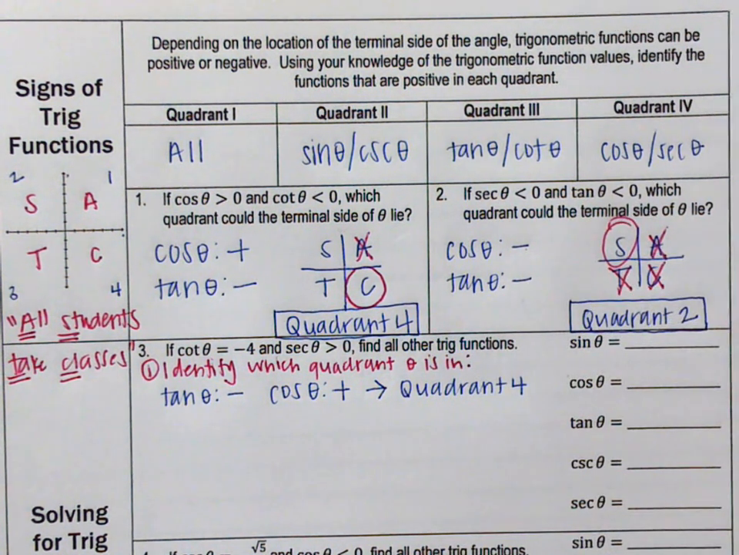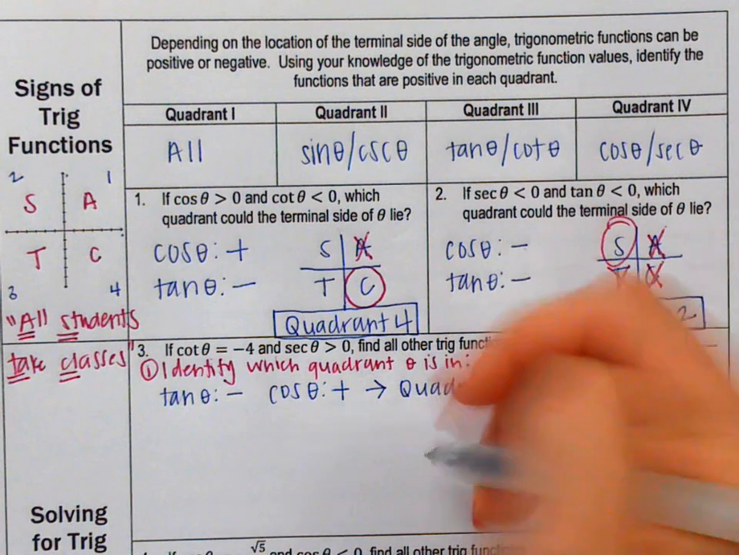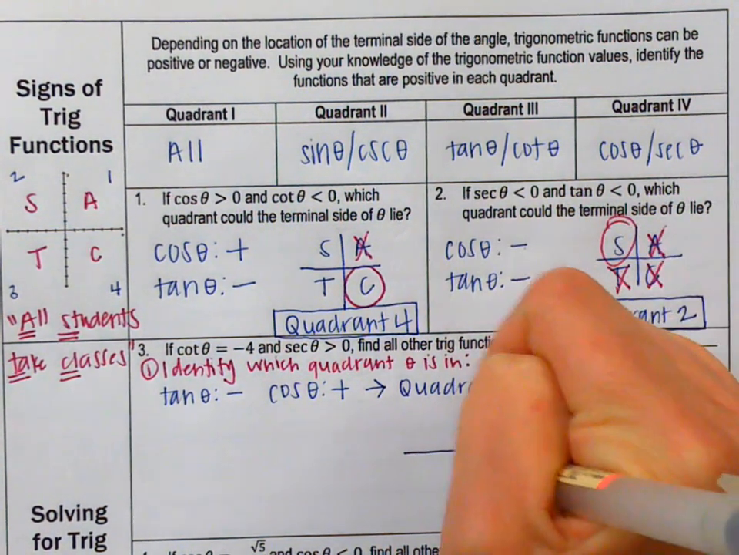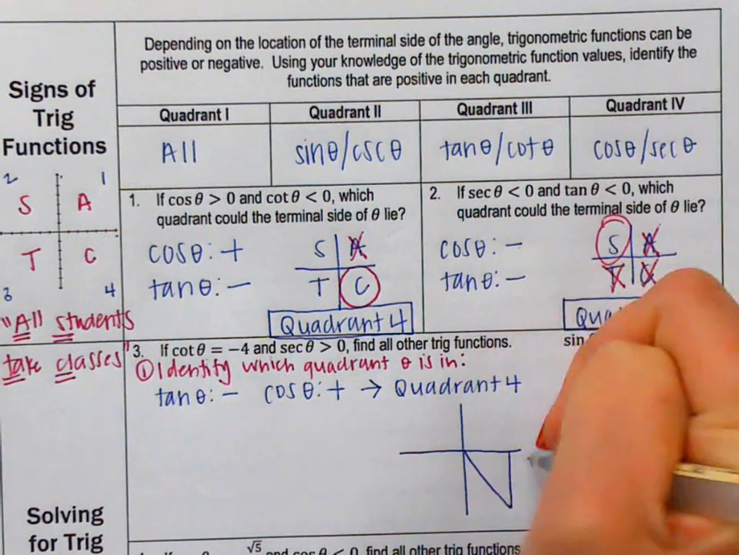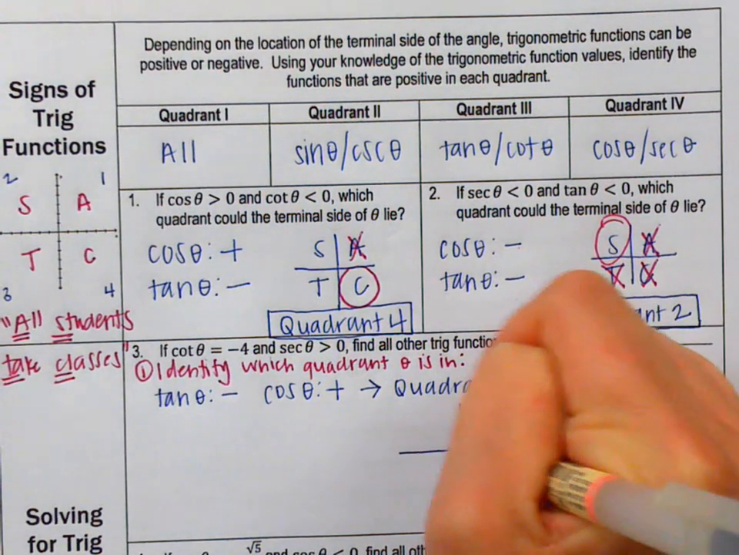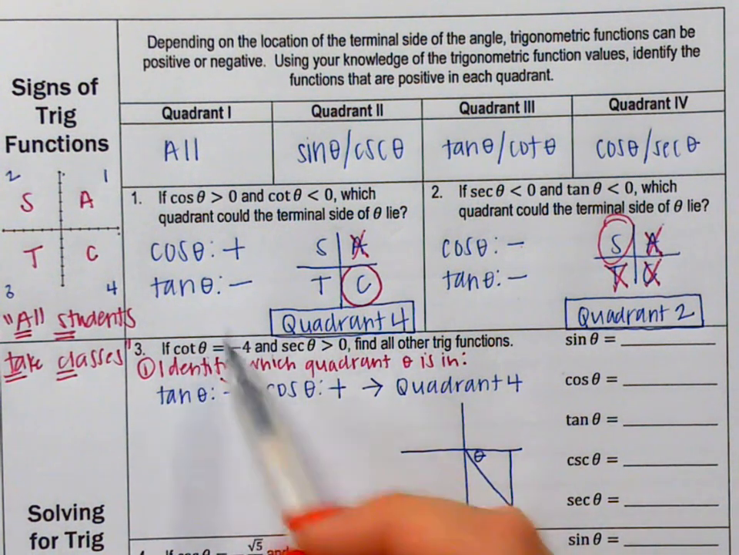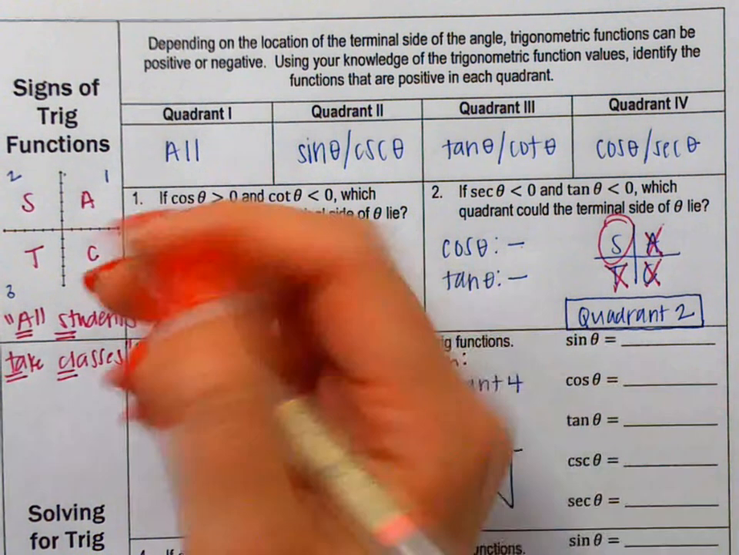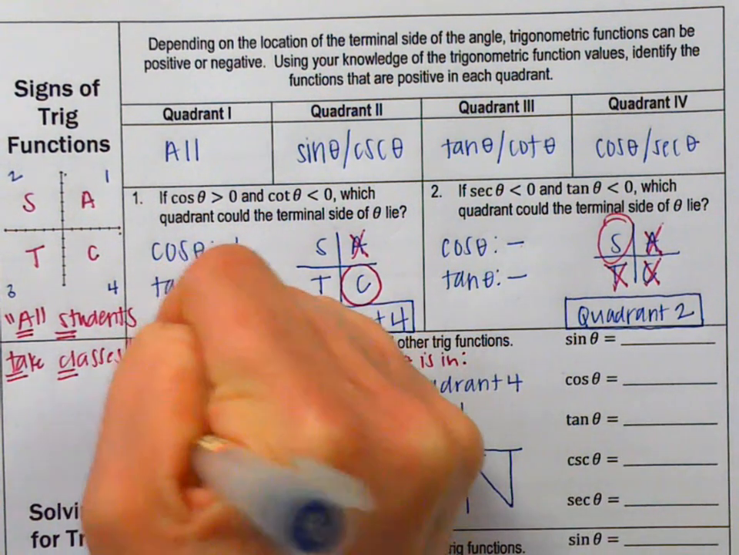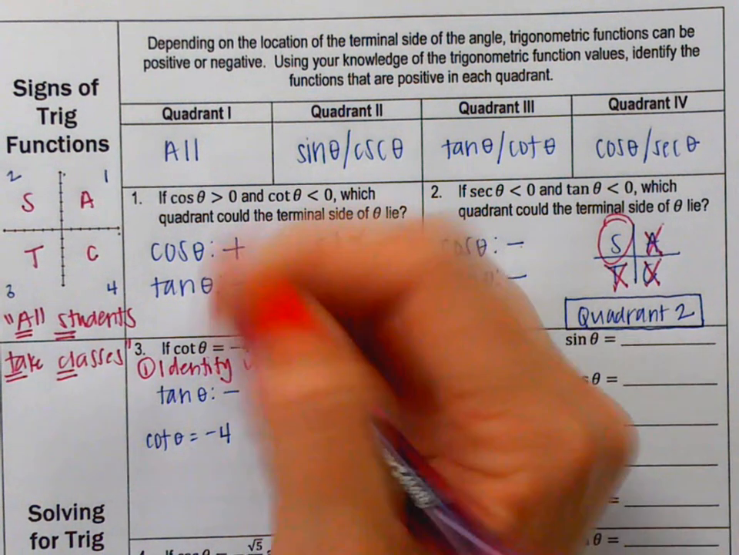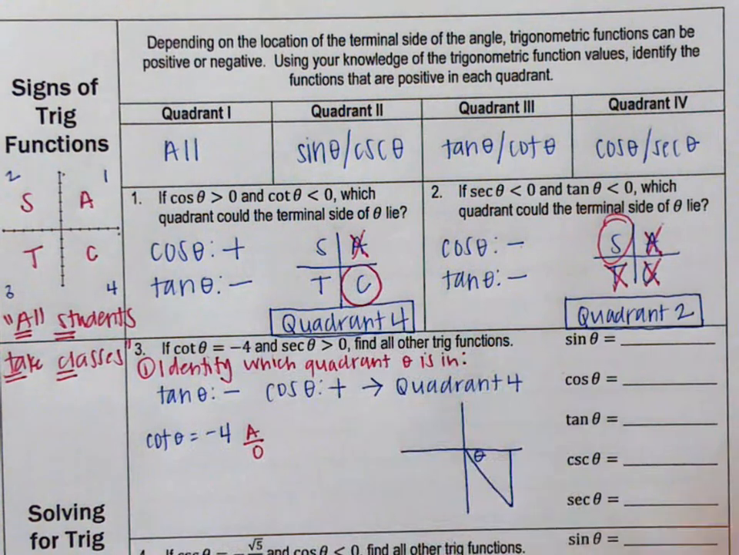Okay, so from there, I start to draw my triangle. So I know I have a triangle in quadrant 4. We're always going from the origin and the x-axis, my theta is always at the origin. And then just like we had before, I use this information to start to label the triangle. So it tells us cotangent theta is equal to -4. Well, we know tangent is opposite over adjacent, because TOA. And so cotangent is the reciprocal, so it's adjacent over opposite.